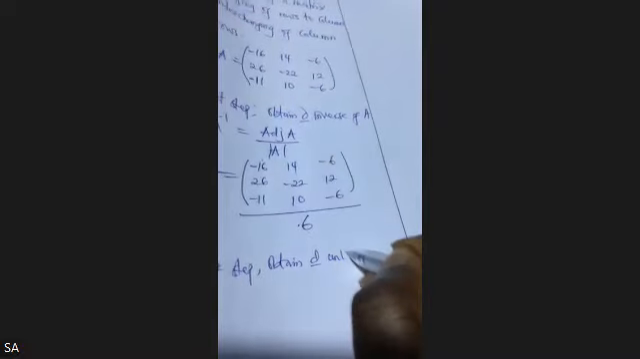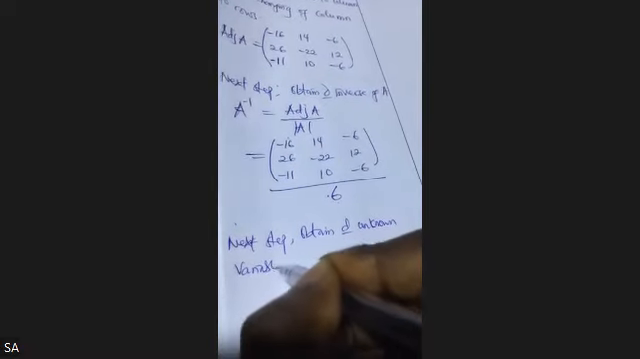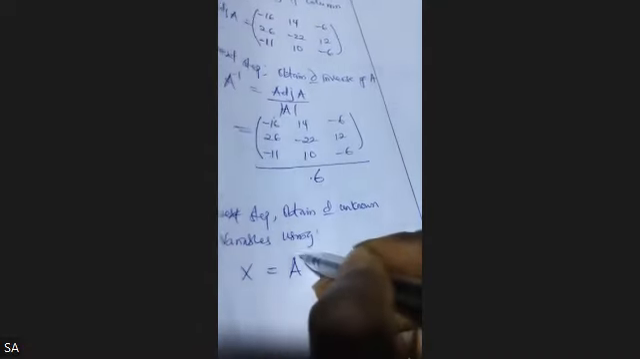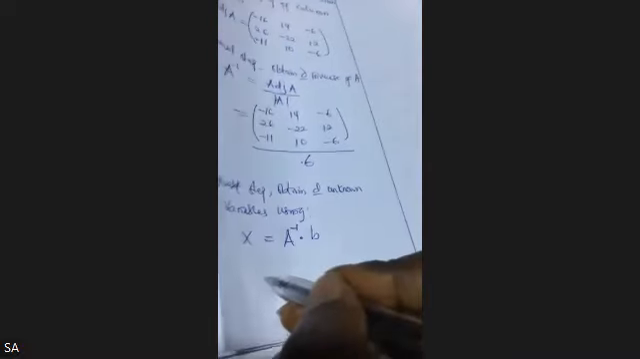So now let's go there. Obtain the unknown variables. Obtain the what, class? The unknown variables. Okay, using x equals A raised to the power minus 1, which is the inverse, multiplied by b. So in this case, see what you are doing. You are multiplying this now.